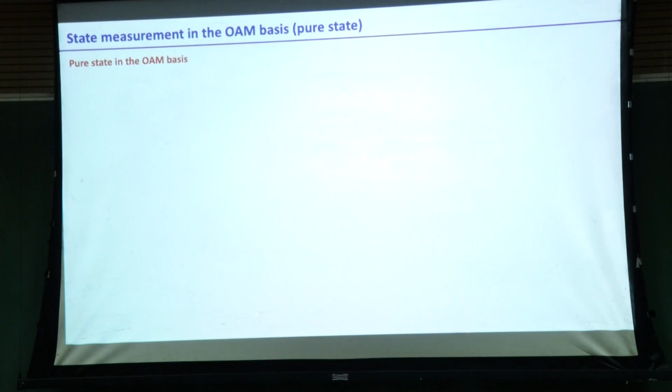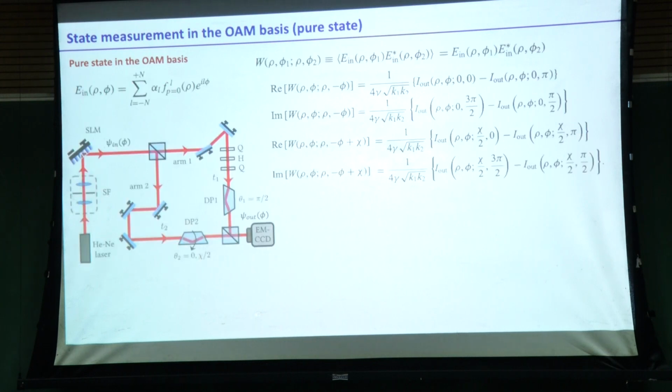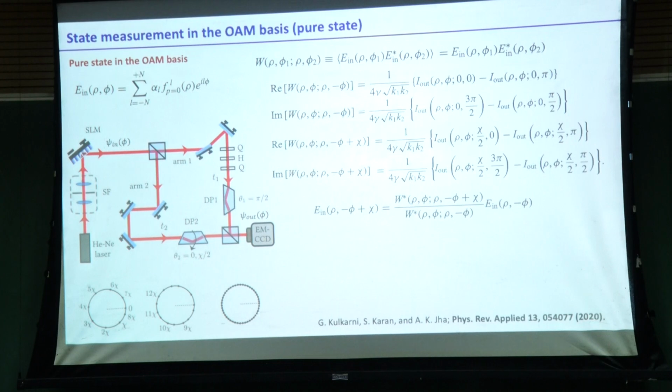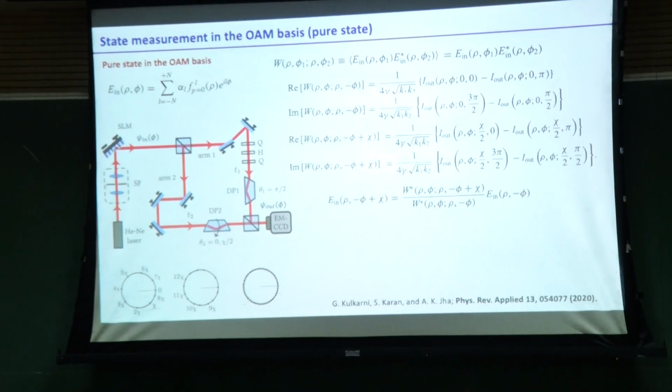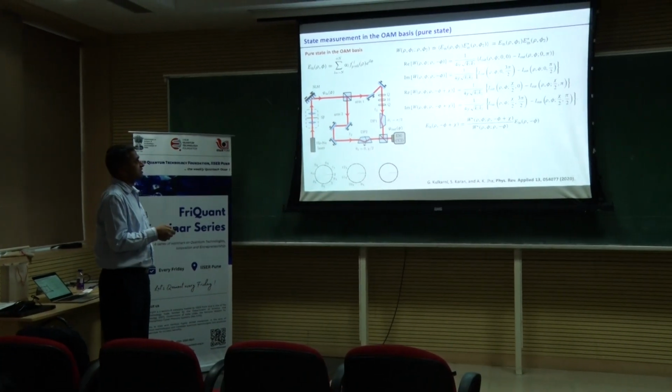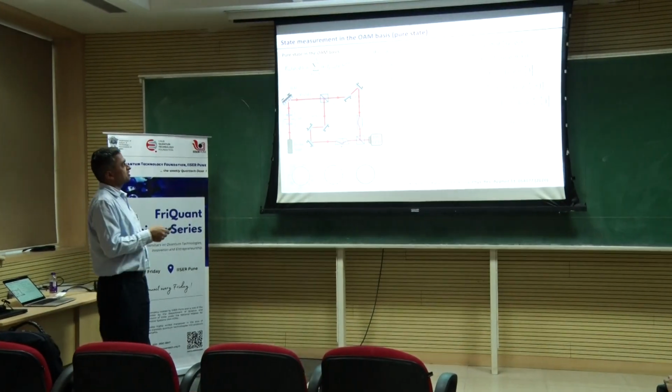So next we went to measuring pure states. So I'll skip this. How much time do I have? 10 minutes? Sure. So let me skip this. So again, the other one was when the density matrix is diagonal, we were able to get a state, and we could do up to 250-dimensional states.